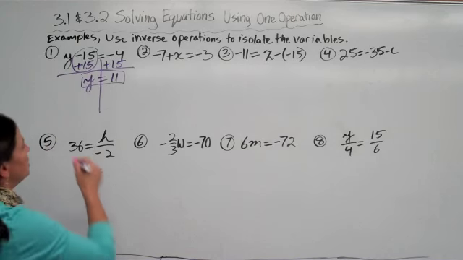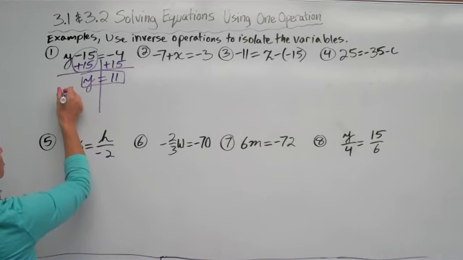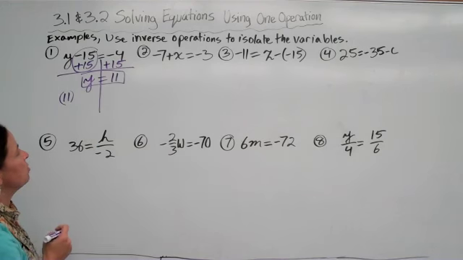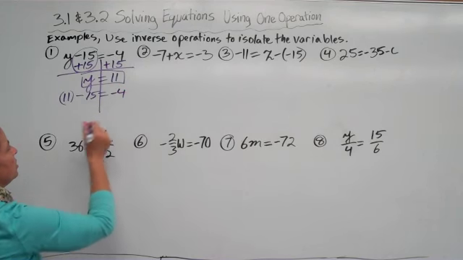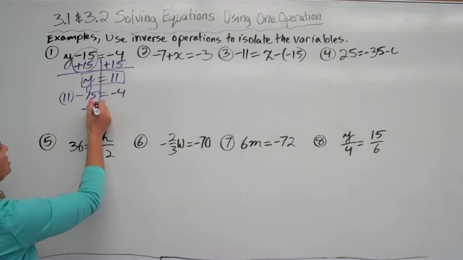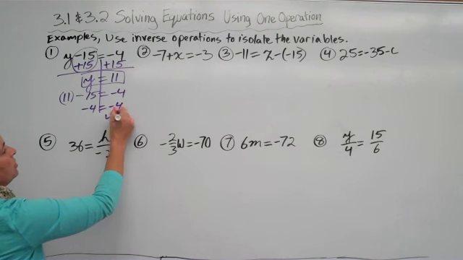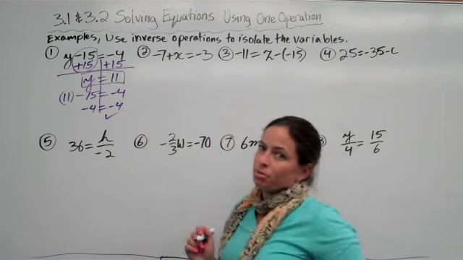And then I like to check. So I plug it back into the original problem. So y minus 15 equals negative 4. So the y is 11. Subtract 15, and does that equal negative 4? Well, what's 11 minus 15? That is negative 4, so negative 4 does equal negative 4. Check.